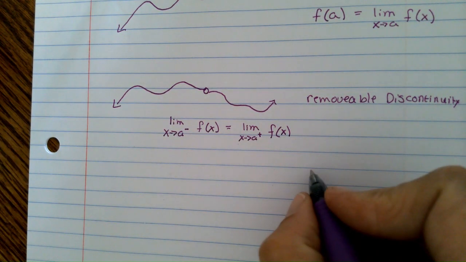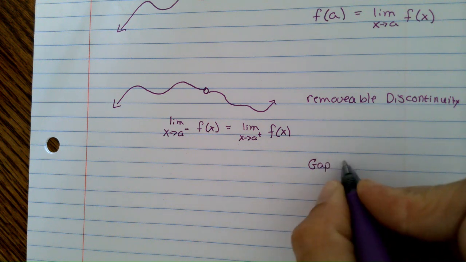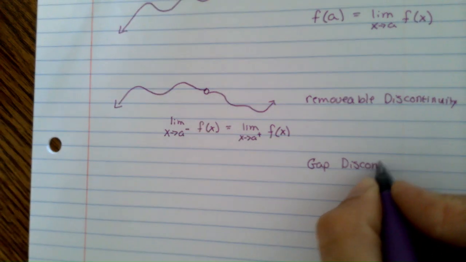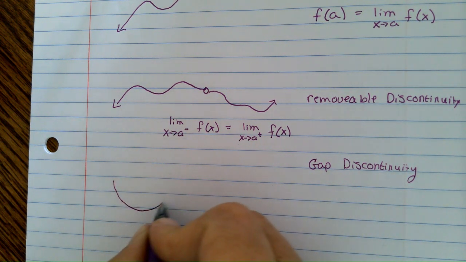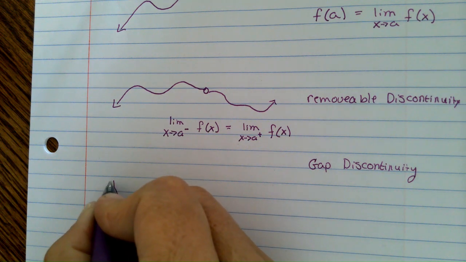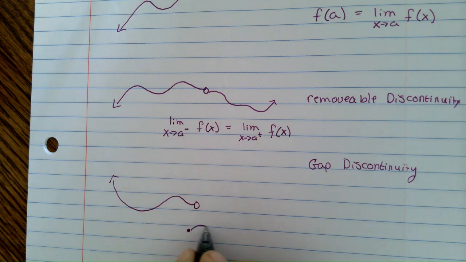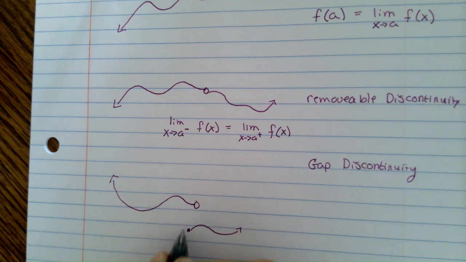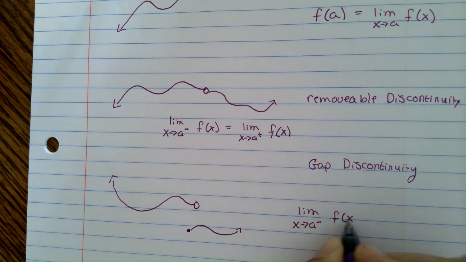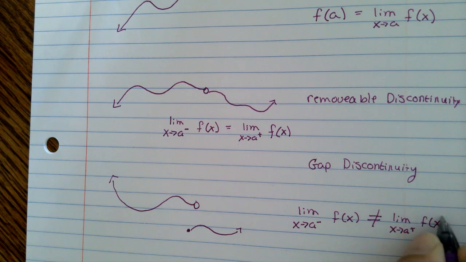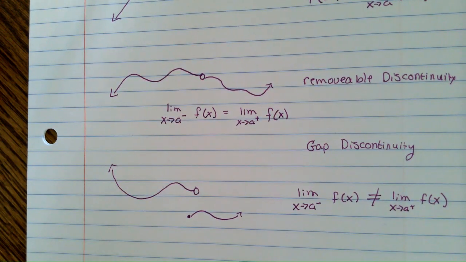The other kind of discontinuity is a gap discontinuity. So you might be going along, maybe you have a piecewise function, and it might graph like this, creating this gap. So a gap discontinuity happens when the limit as x approaches A from the left does not equal the limit as x approaches A from the right. And you can't just fix that with a little bubble, okay?